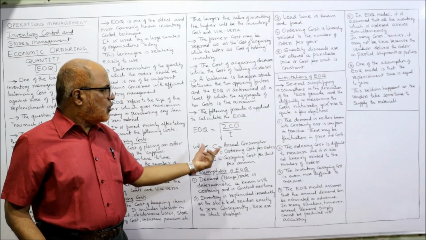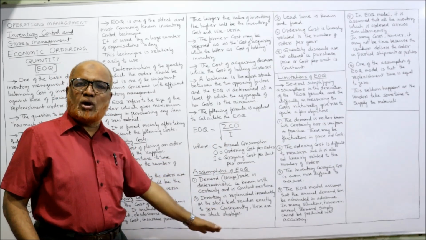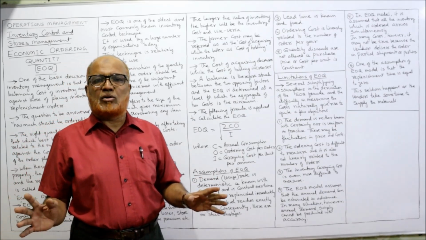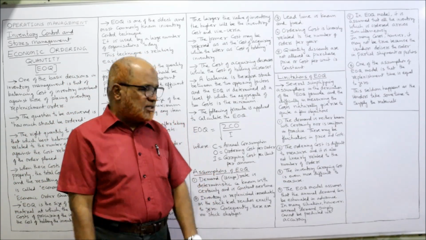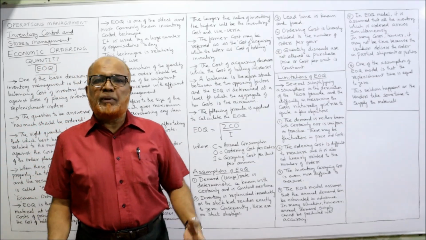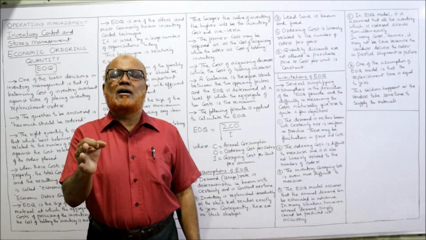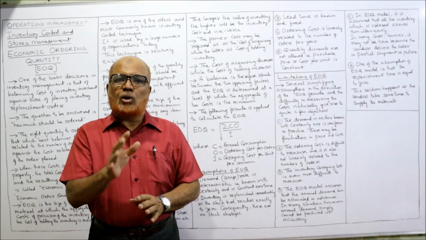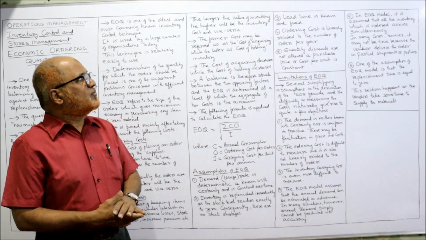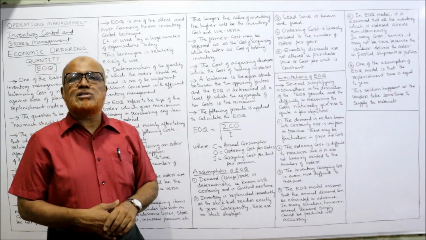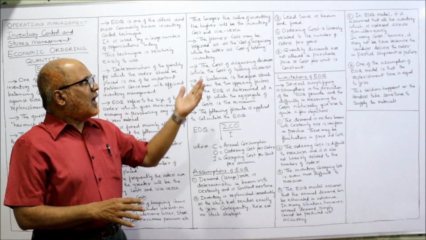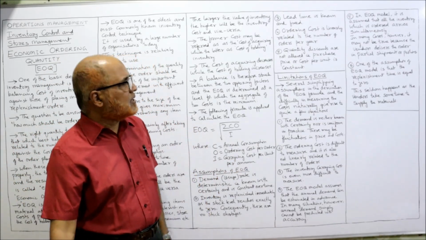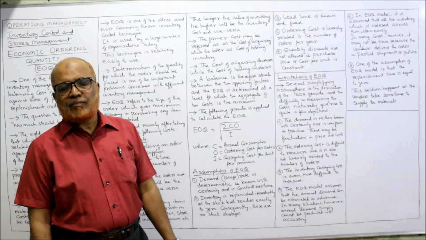That means the EOQ model formula is based on these assumptions. What are the assumptions? Demand is deterministic; already we know in advance how much quantity is consumed. Secondly, inventory replenishment: immediately the stock will be replenished without any loss of time, and inventory shortages will not occur. Lead time is fixed. Ordering cost is linearly related. And lastly, quantity discount is not available. These are the assumptions. Now, limitations.